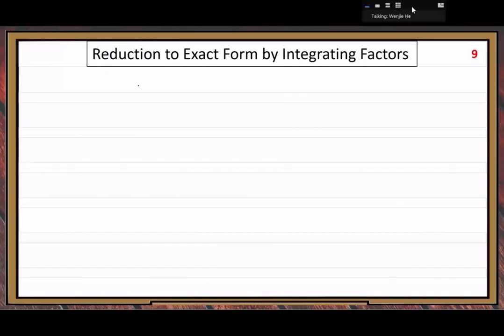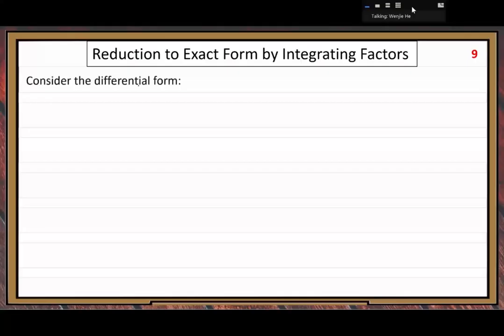Reduction to exact form by integrating factors. So we need to determine some special factor we call the integrating factor. When we multiply this integrating factor on our original equation, we make it an exact ODE. That idea. Multiply a special factor.